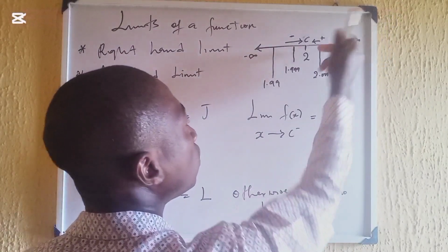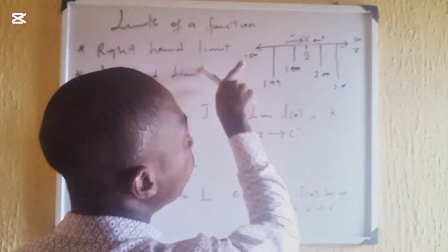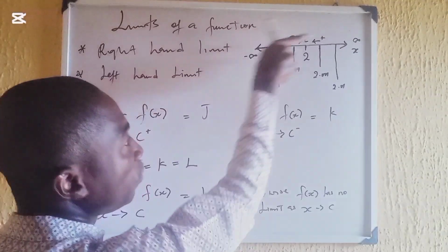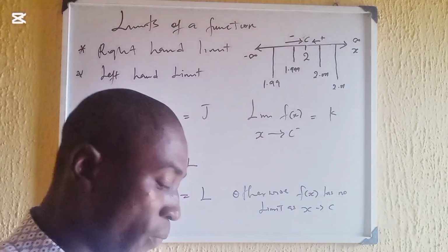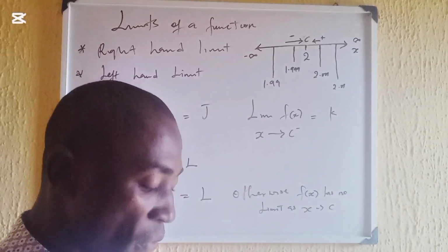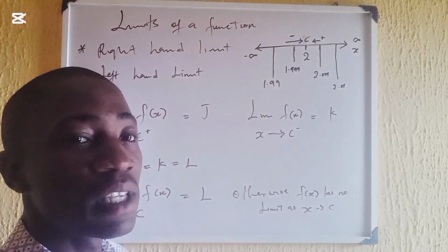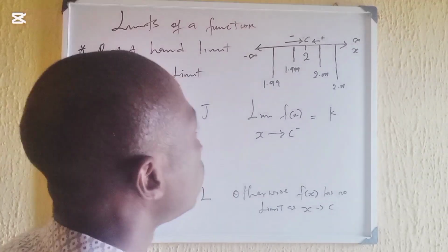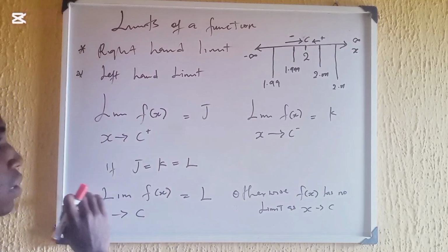When we're approaching C from the right, that means from this side. When we're approaching C from the left, that means we are moving from this side. So in that case, the left-hand limit of a function describes the value that a function approaches as the input value gets closer to a point from the left-hand side. So that's what right-hand limit and left-hand limit is about.